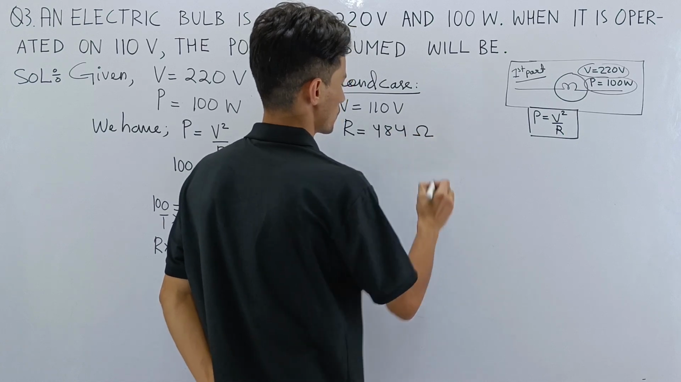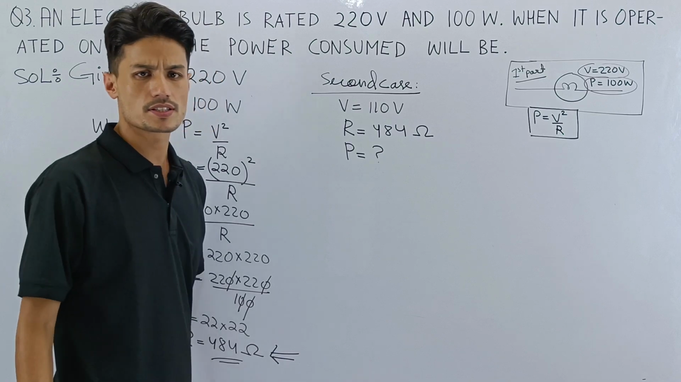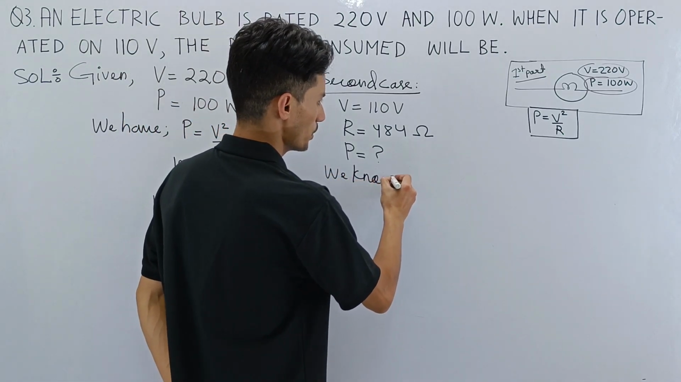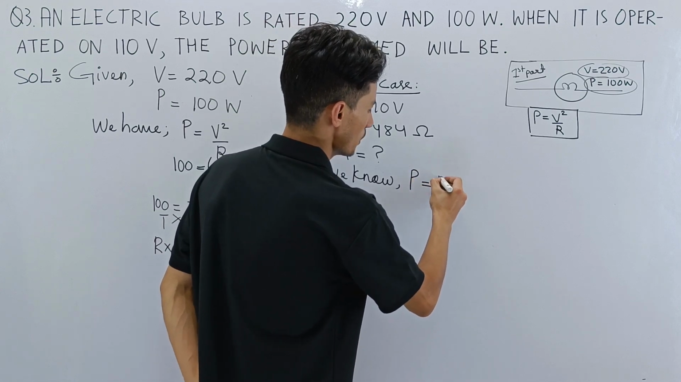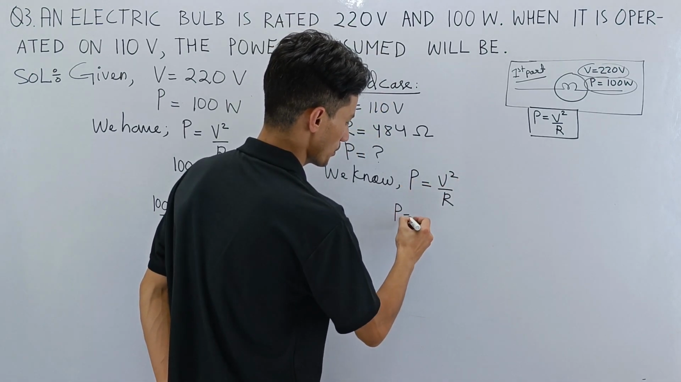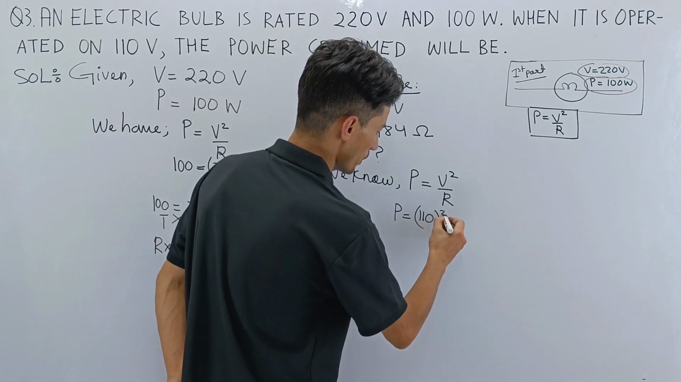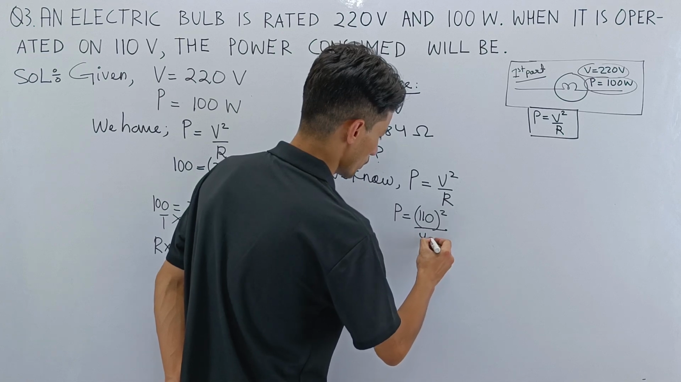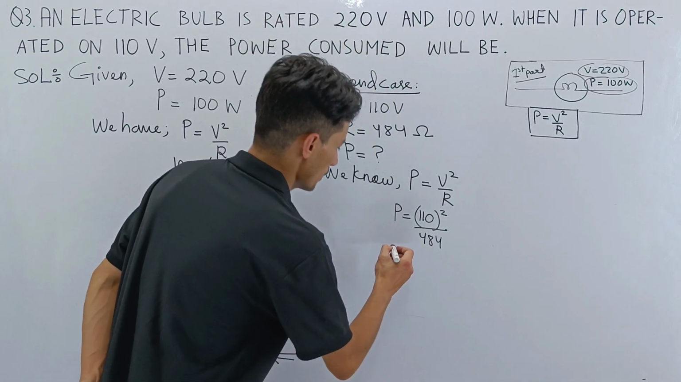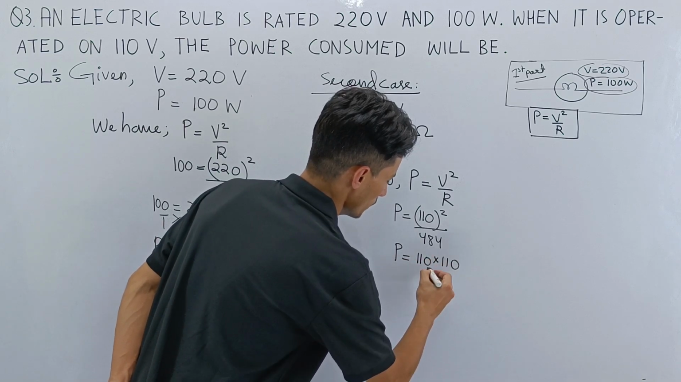So you know R is 484 ohms, and what we are supposed to find? Power. Now this is very easy. We know the formula for P is V squared by R. So P we are going to find, so just keep writing P. V squared will be 110 squared, and R is 484. So P is equal to 110 into 110 divided by 484.